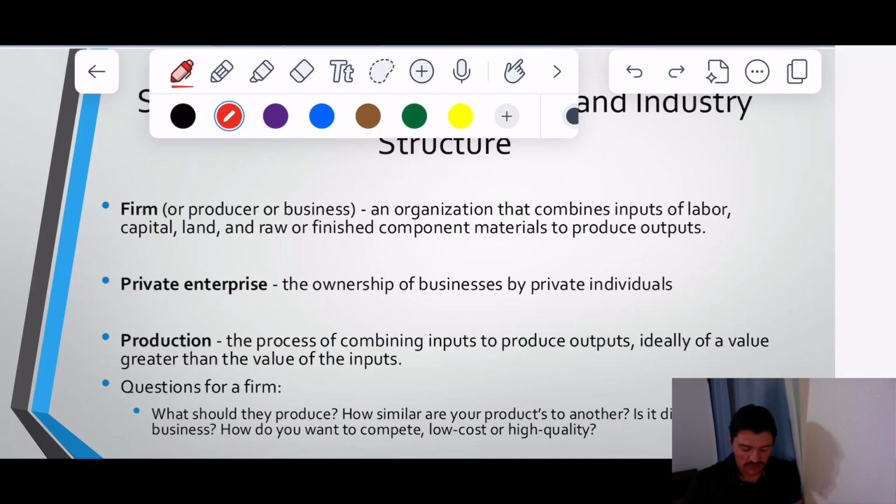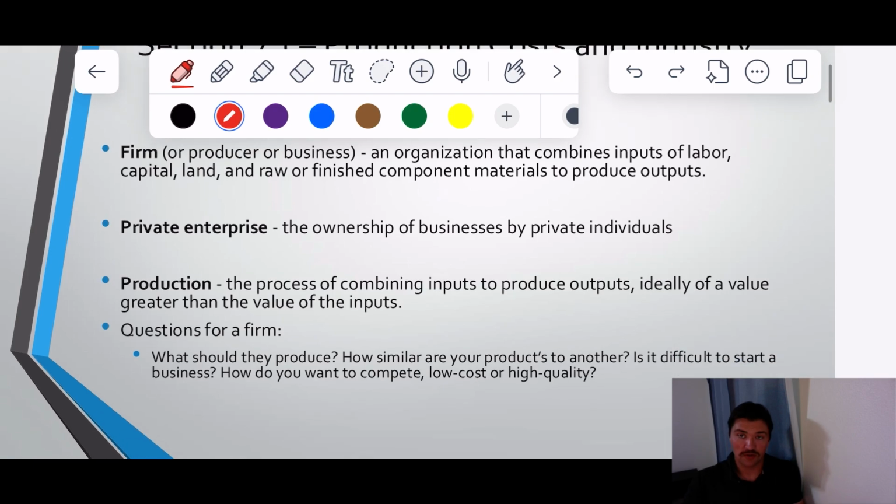Some firms are under what is called private enterprise, which is basically the ownership of businesses by private individuals, and they are trying to produce. So they have a production function. They have a production process. This is the process of combining inputs to produce outputs, ideally of a value greater than the value of the inputs. It's pretty simple, right? You buy coffee beans for $20 a pound, you buy milk, you buy cups, you buy all those things, and hopefully you sell coffee as a latte to where the value of it is more than what you paid for it. That's the whole point of being in business.